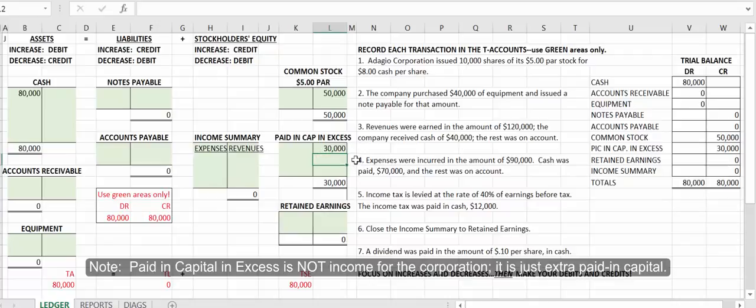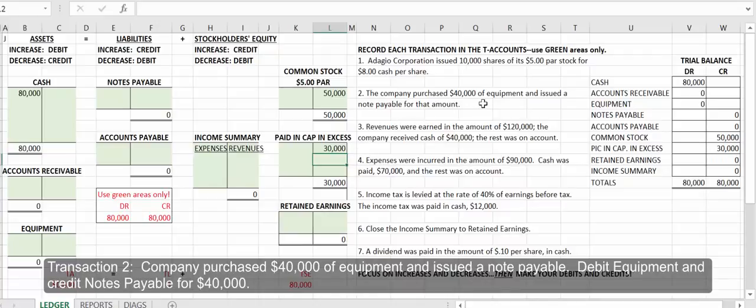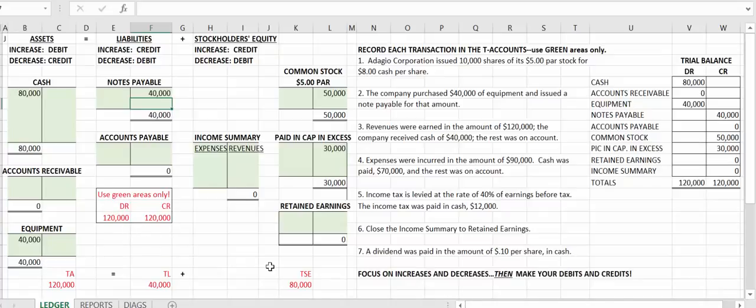All right, let's try transaction 2. The company purchased $40,000 of equipment, and they issued a note payable for that. So find your equipment account, make a debit, asset going up for $40,000, and a credit to notes payable for the same amount, $40,000. Check your trial balance. You can check it over here, or I've got kind of a quick trial balance here in red, and we are still in balance.